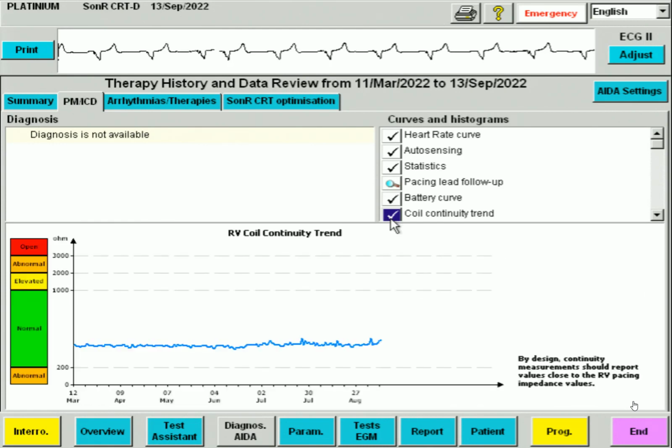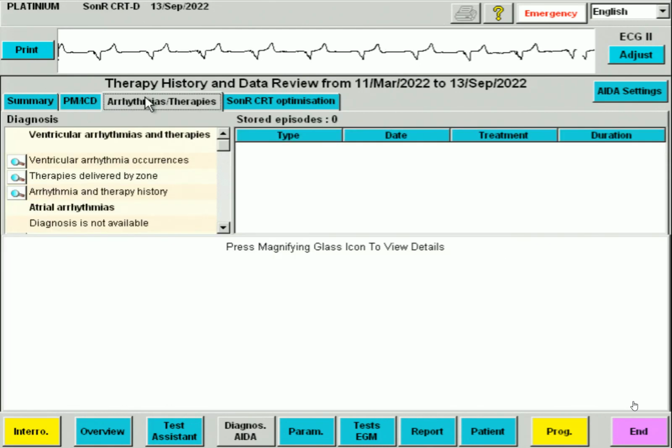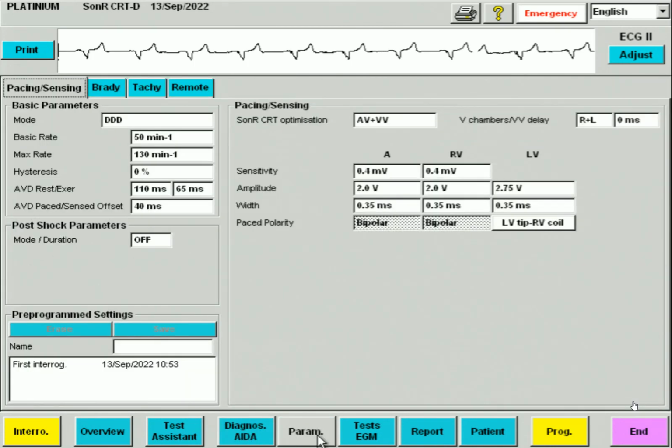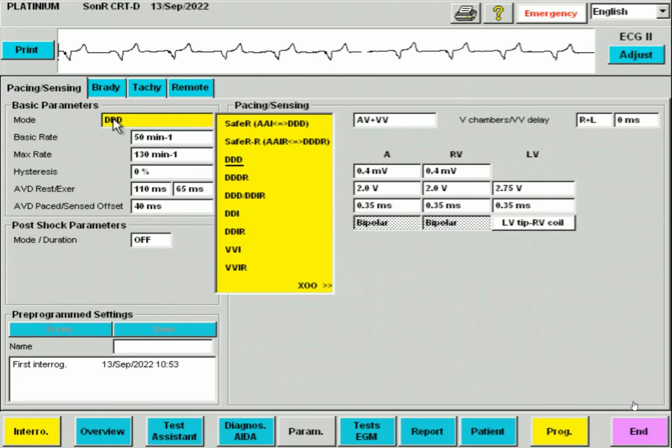We can appreciate that the coil impedance trend has been stable, no arrhythmias, and that the SonR CRT optimization has been actively changing AV and VV intervals. Here we can confirm that the SonR CRT optimization algorithm has indeed been activated.